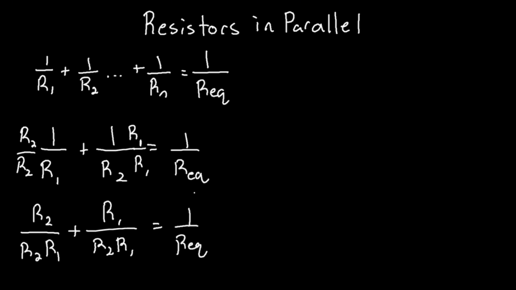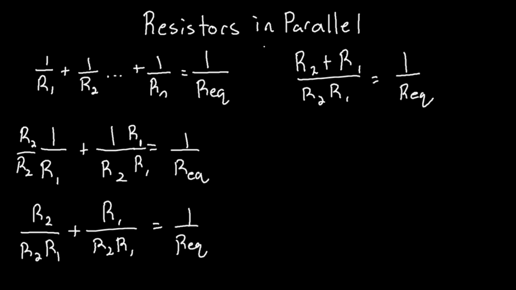And you can actually add these two fractions together, so you get (R2 plus R1) over (R2 times R1) is equal to 1/REQ. Remember, in order to isolate REQ, you just need to flip these fractions over. So take the reciprocals of both of them, and you get (R2 times R1) over (R2 plus R1) is equal to REQ.